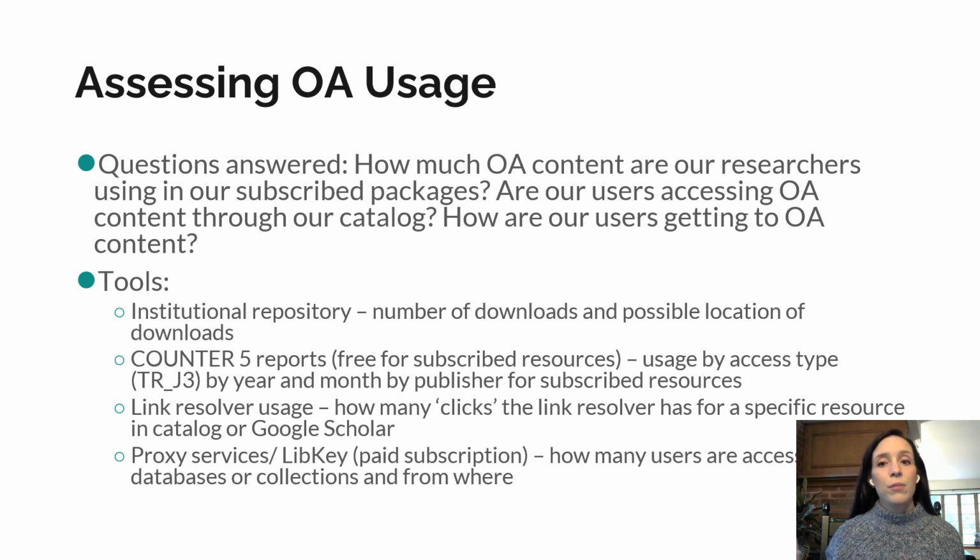Also, some COUNTER 5 reports can be really helpful, especially as we're seeing usage by access type, which is a TR_J3 report, by year and month by publisher, and we can do this for our subscribed resources. We can also look at our link resolver usage, so how many clicks the link resolver has for specific resources in a catalog or in Google Scholar, and that will depend on your ILS and what you have access to there. Or if you have a paid subscription to some proxy service or something like LibKey, you can see how many users are accessing databases or collections and also from where.